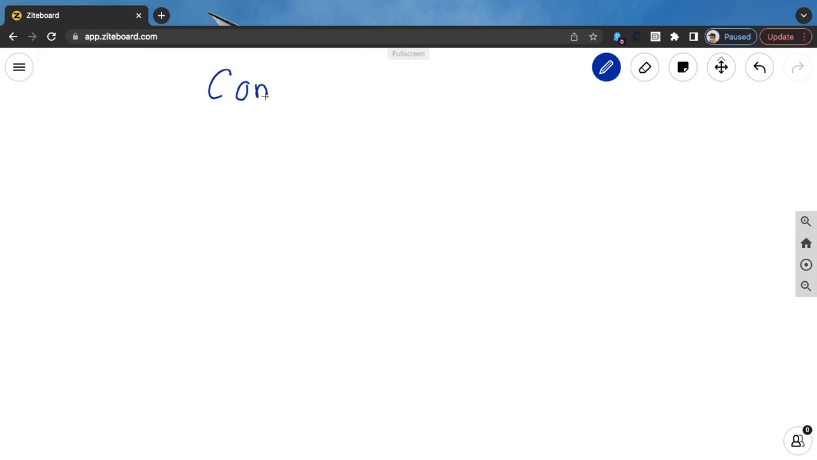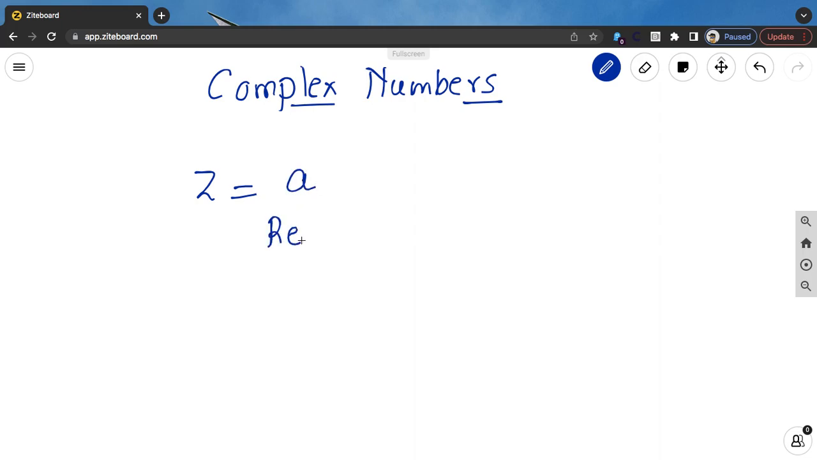We are going to discuss complex numbers. We'll re-look at all that we have done, look at the three forms in which we can represent complex numbers, and then go ahead. So the first idea is that every complex number is made up of a real part and an imaginary part.